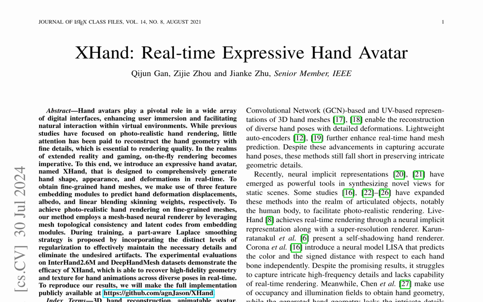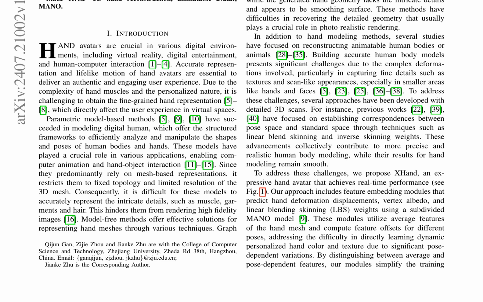Introduction. Hand avatars play a pivotal role in various digital interfaces, enhancing user immersion and facilitating natural interaction within virtual environments. While previous studies have focused on photorealistic hand rendering, little attention has been paid to reconstructing the hand geometry with fine details, which is essential to rendering quality. In the realms of extended reality and gaming, on-the-fly rendering becomes imperative.